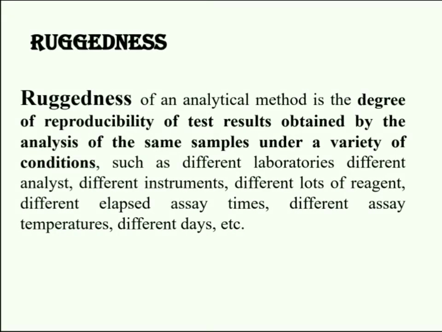Next terms are robustness and ruggedness. The terms robustness and ruggedness refer to the ability of an analytical method to remain unaffected by small variations in the method parameters. Ruggedness of an analytical method is the degree of reproducibility of test results obtained by the analysis of the same sample under a variety of conditions such as different laboratories, different analysts, different instruments, different lots of reagent, different assay temperatures, different days, etc.